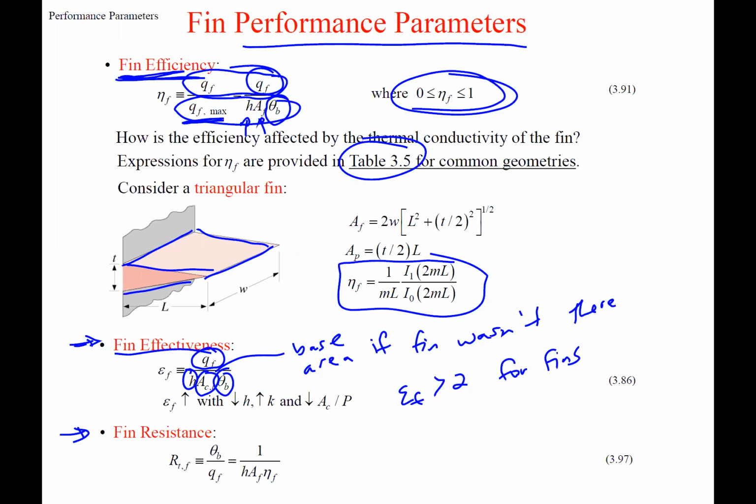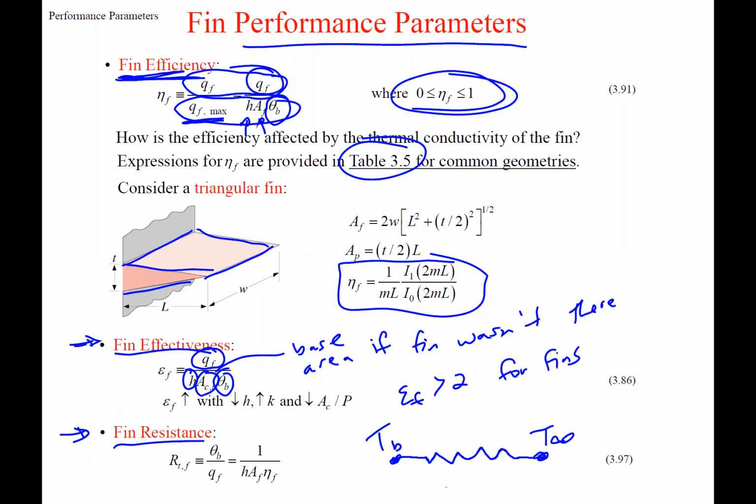The last thing is fin resistance. For some problems, it might be easier to just look at a fin as a resistor. What it does is you're able to take the base temperature, resistor, and then T infinity. And this is basically the resistor for the fin.